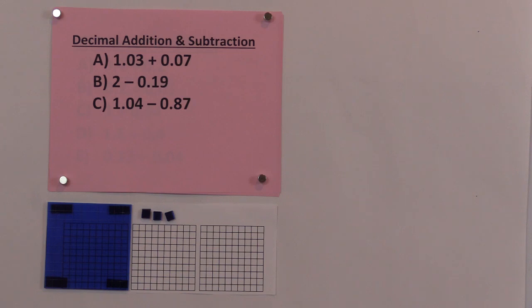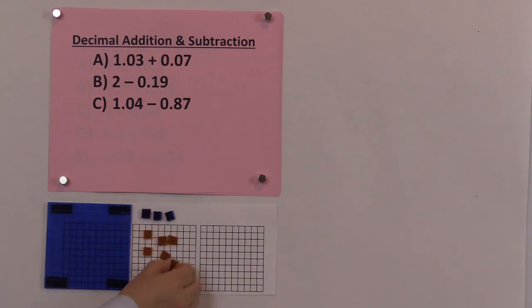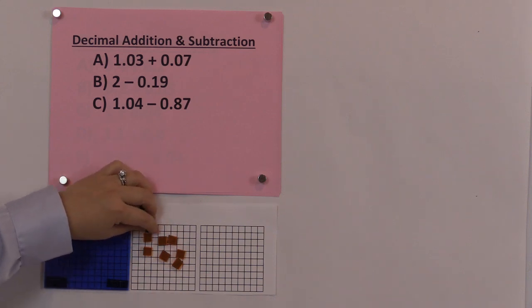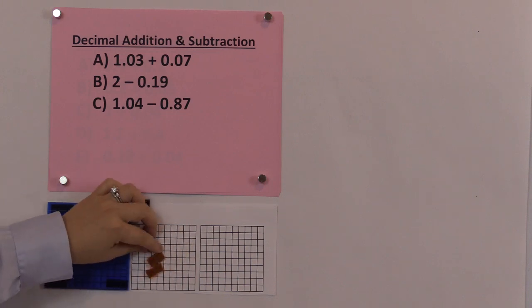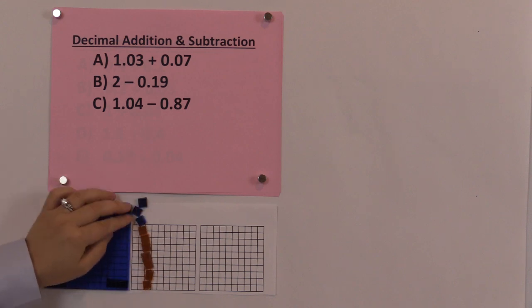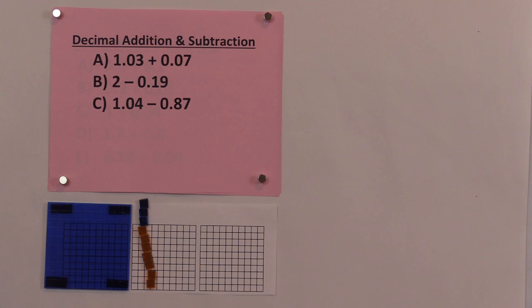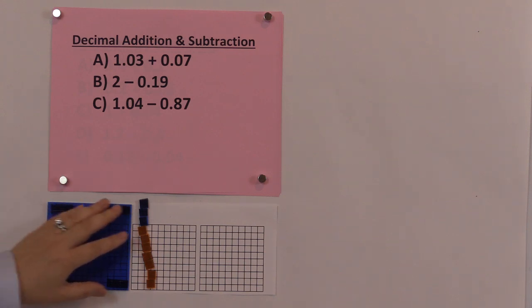And I need to add 7 more hundredths, right? So I'm going to add 7 more. 1, 2, 3, 4, 5, 6, 7. So I'm going to add all together here. It's going to be another tenth. So my answer is going to be 1 and 1 tenth. Does it make sense?